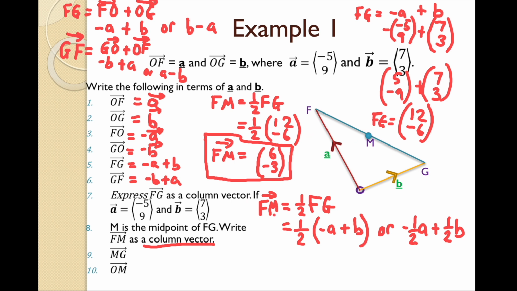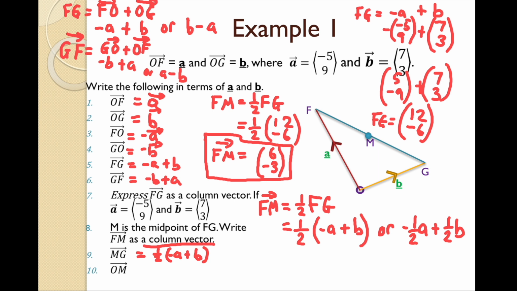MG would be the same thing as FM. Why? It's halfway. So F to M is the same thing as traveling from M to G. There's no difference between the two. So MG itself would also be half of minus A plus B. Now I'm writing it like this just because the question says write the following in terms of A and B. So I know that MG is gonna be half, open brackets, minus A plus B. So I know that that is the case.